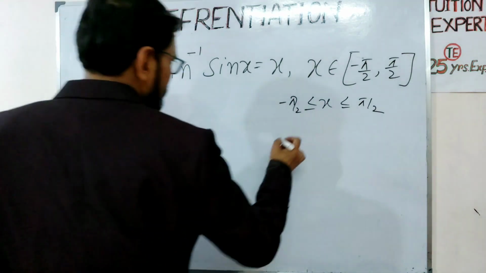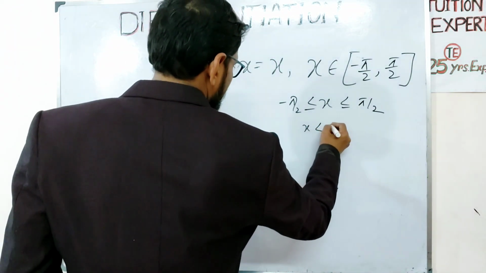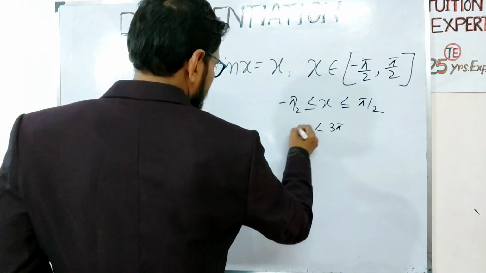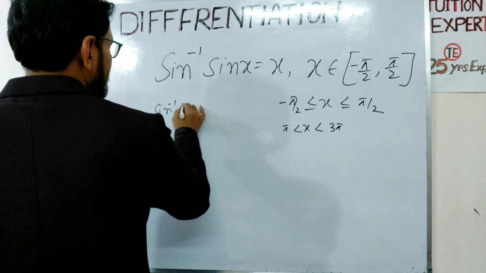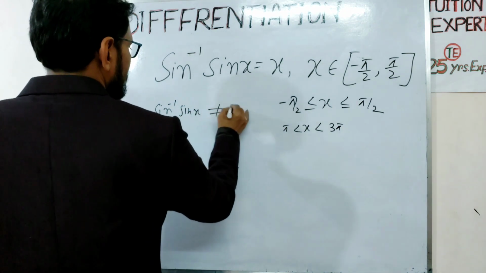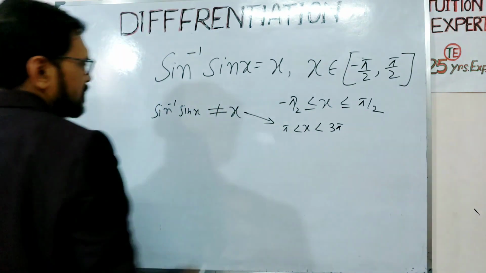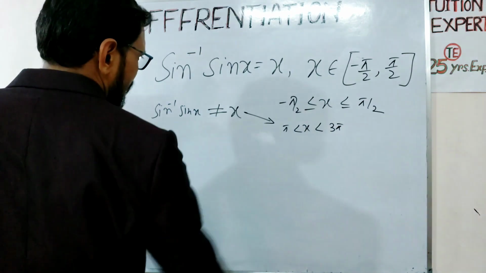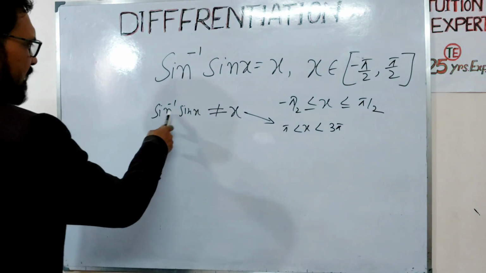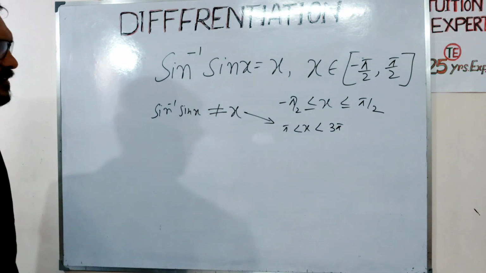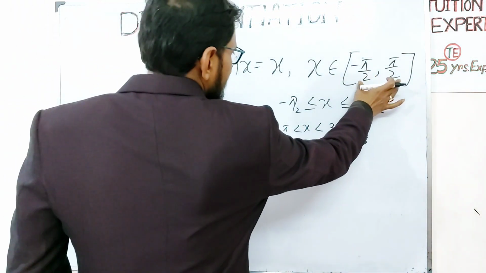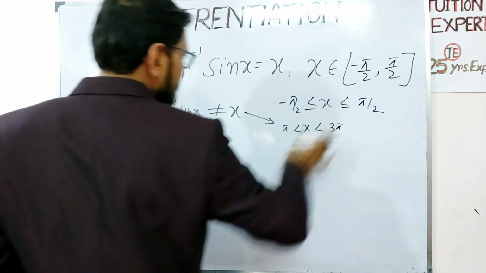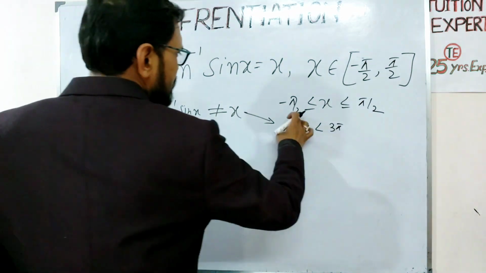So if x lies between, suppose pi to 3 pi, we cannot write sin inverse sin x equal to x for this range. Sin inverse sin x equal to x only when x lies in this value, when the angle is in this value.